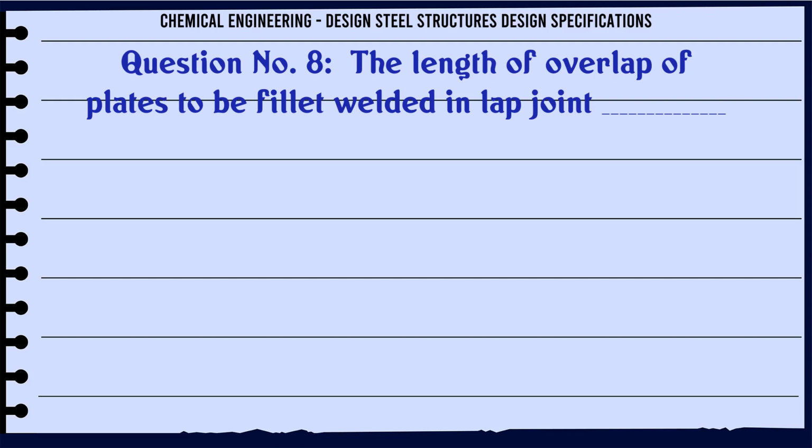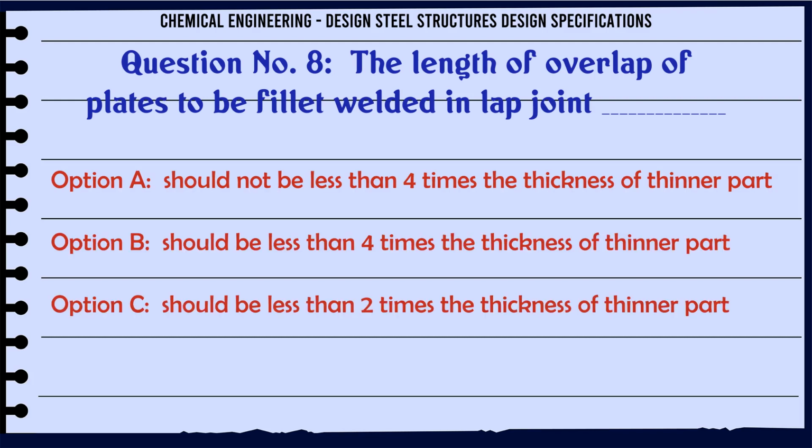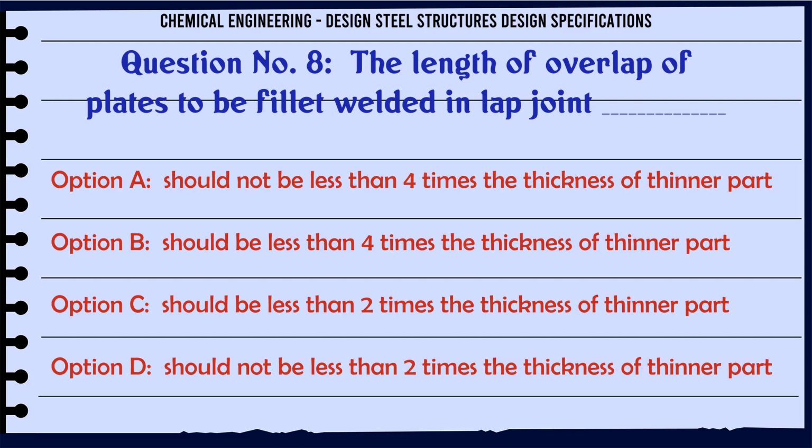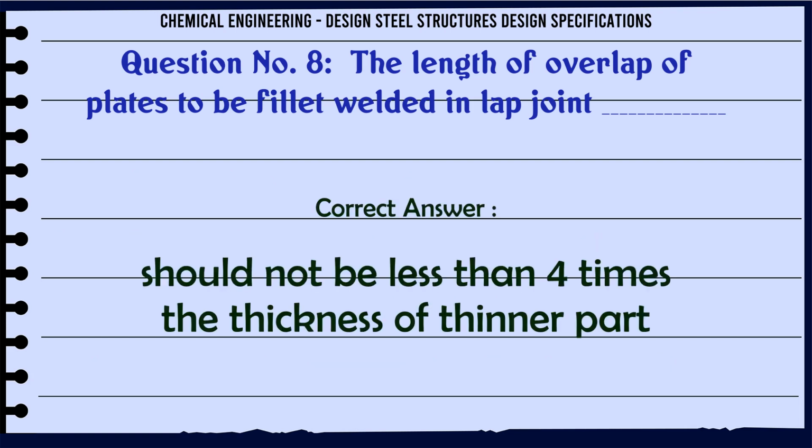The length of overlap of plates to be fillet welded in a lap joint. A. Should not be less than 4 times the thickness of thinner part. B. Should be less than 4 times the thickness of thinner part. C. Should be less than 2 times the thickness of thinner part. D. Should not be less than 2 times the thickness of thinner part. The correct answer is should not be less than 4 times the thickness of thinner part.